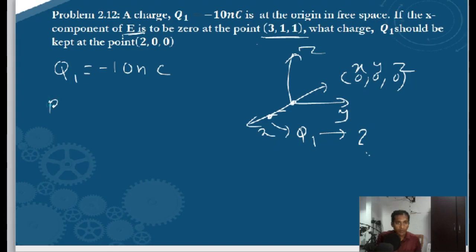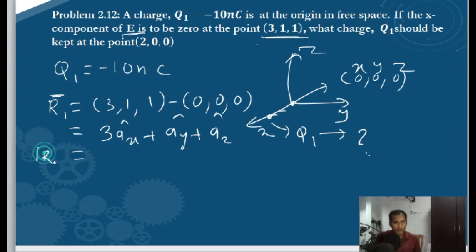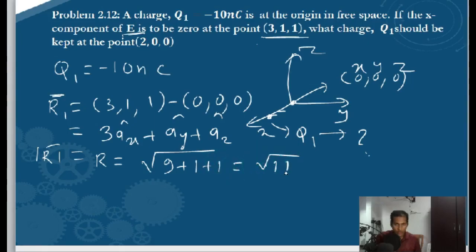So what are the destination points for R1? R1 points are (3, 1, 1) minus (0, 0, 0). So it will be the same. We'll get 3ax cap plus ay cap plus az cap. So this is the vector. What will be the mod of the vector, or simply r? It will be square root of 3 squared, that is 9, plus 1 plus 1. So what we will get? Square root 11. Now this is for r1.